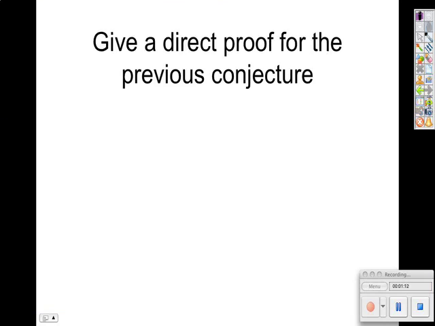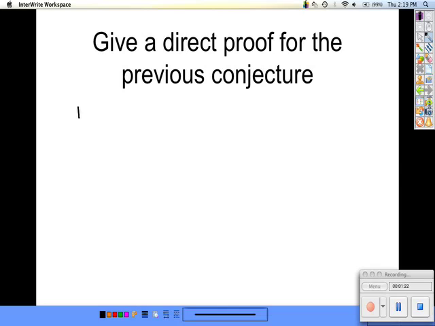We're going to give a direct proof for this, meaning we're going to prove it algebraically using theorems and things that we already know. So what we're looking at is 1 plus 2 plus 3 plus ... plus n. We're trying to show that that is n divided by 2 times 1 plus n.